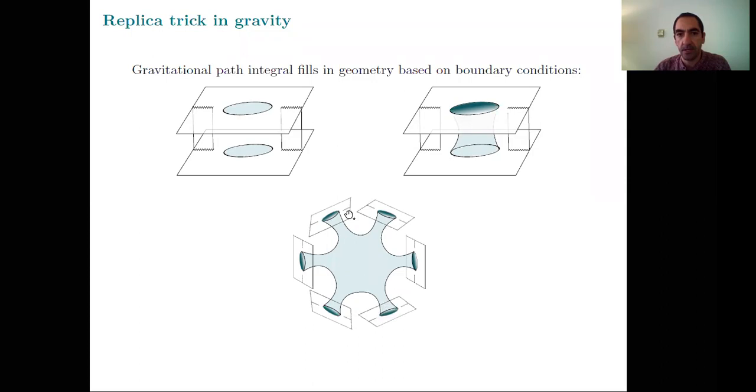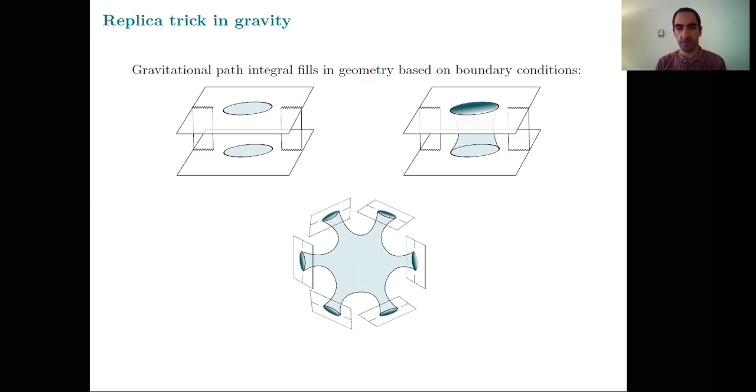And the punchline of the work from last fall is that it's these configurations, these replica wormholes that connect every sheet to every other sheet, which give you the dominant saddle in the latter part of the Page curve where the entropy of the radiation is going down. So this is how you see from the gravitational path integral how to get the unitary answer for the entropy of Hawking radiation.